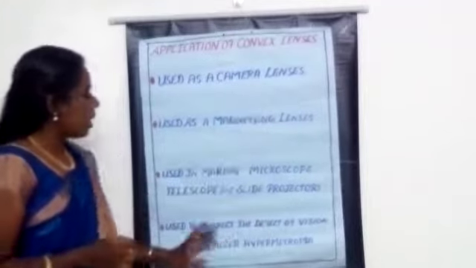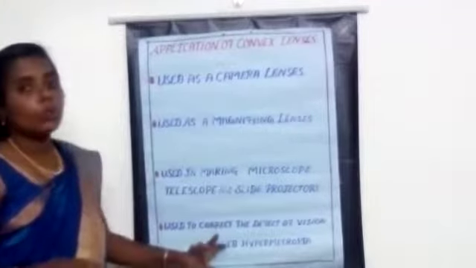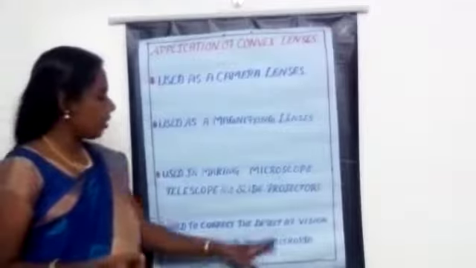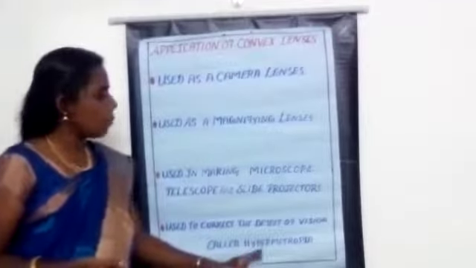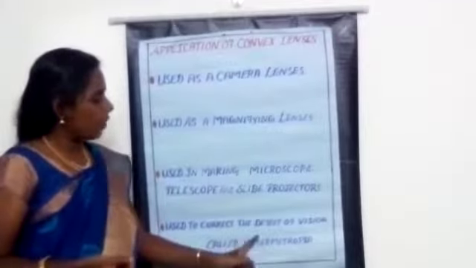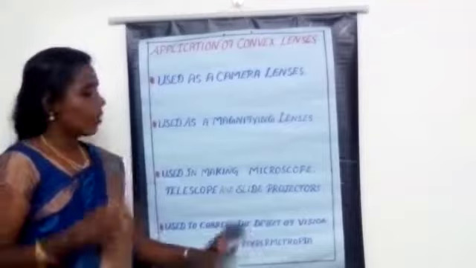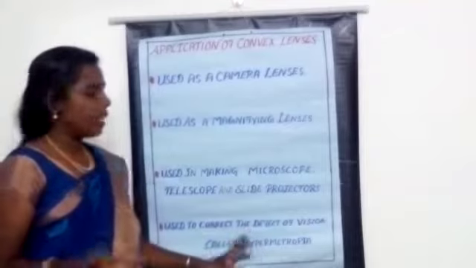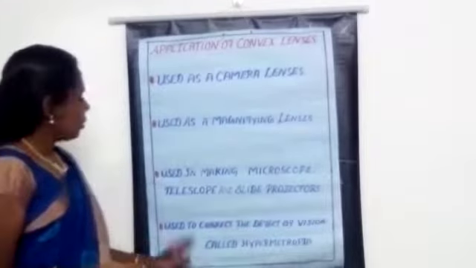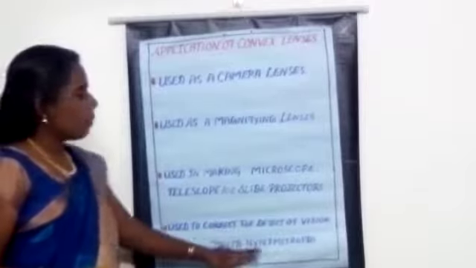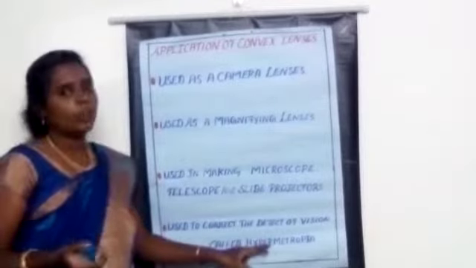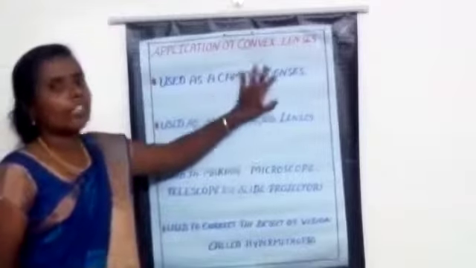And the last one is that it is used to correct one of the defects of vision, called hypermetropia. About that we will learn later. There are different types of defects. To correct hypermetropia, the long sight problem, what type of lens can be used? Convex lenses.